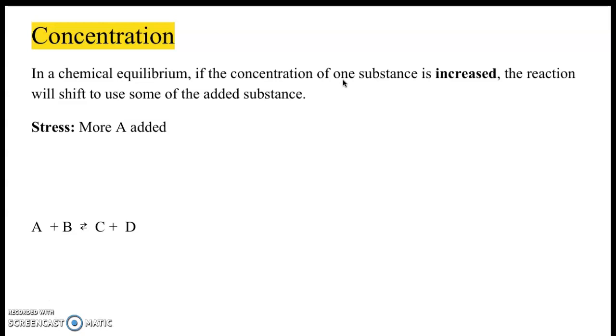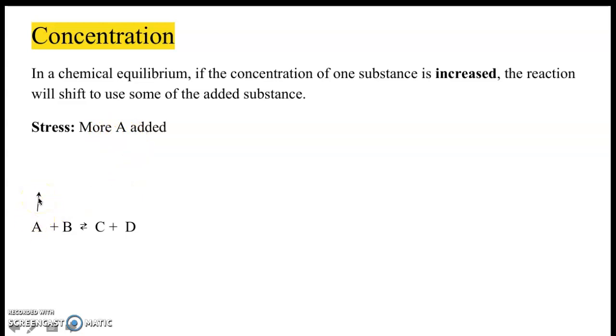So while I know many of you will want to memorize, oh, this causes a shift right or left, you can't memorize it that way. You have to remember what happens in that scenario. So again, this is your key point right here. If the concentration of a substance is increased, the reaction has to shift left or right in order to use that added substance. So for example, our stress: more A is added, so we're going to increase the concentration of A.